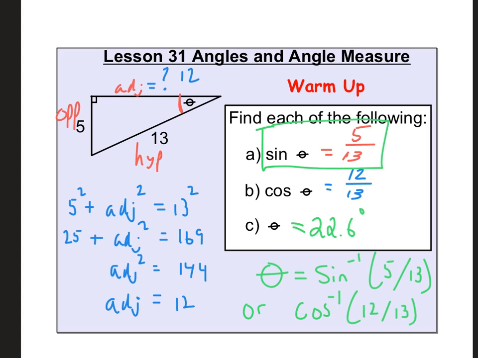Okay, all this stuff really is related to each other. There's a lot of relationships and things like that. You could also have done one other thing with tangent. You could have done opposite over adjacent, 5 over 12, done an inverse tangent of that, and got the exact same answer again. Okay, so that was just a quick little recap. So SOHCAHTOA and calculator stuff.